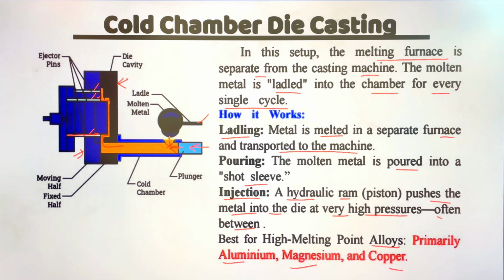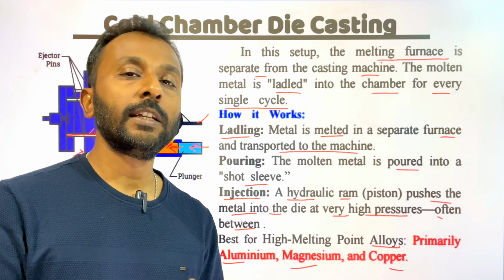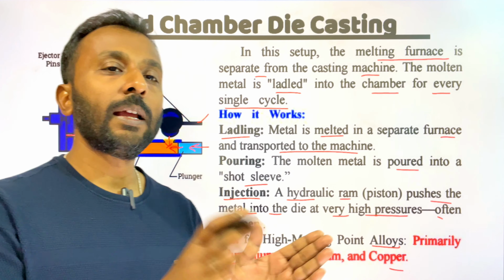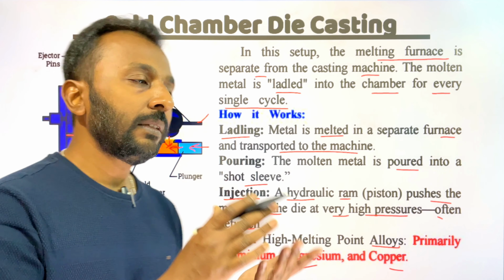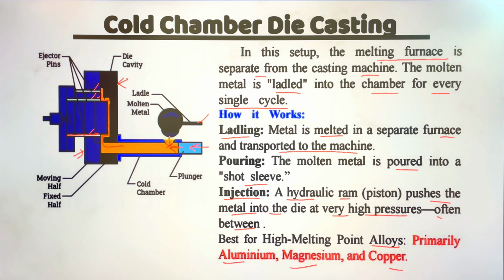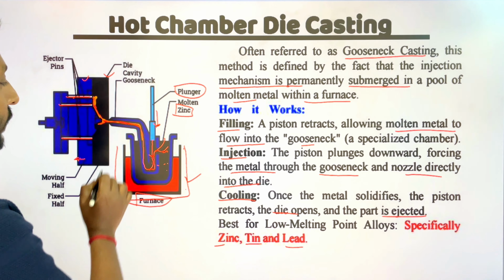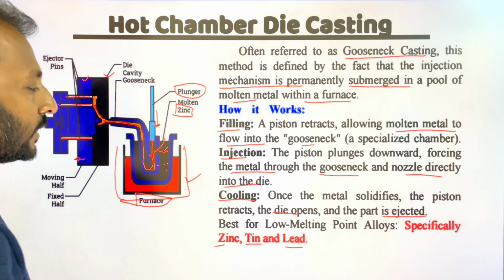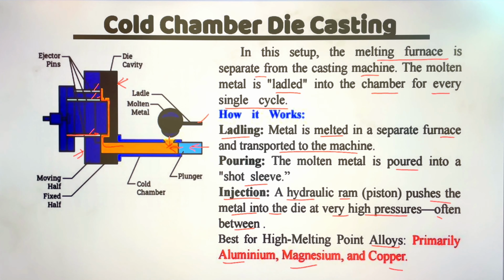So in this process we can melt any kind of high melting point material outside, in a furnace of course, and we bring that molten metal and do the process. But in the hot chamber case the setup is inside the furnace, so we can't heat the furnace too much. That's why low melting point alloys are prepared in that process.